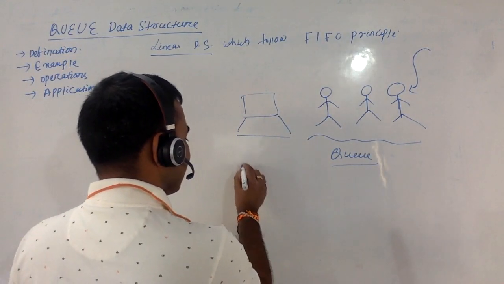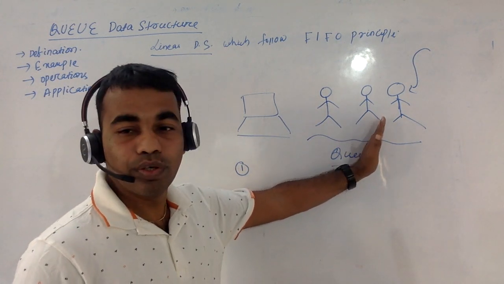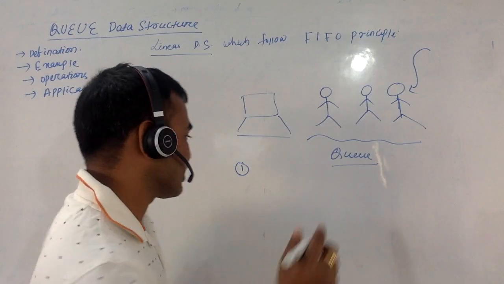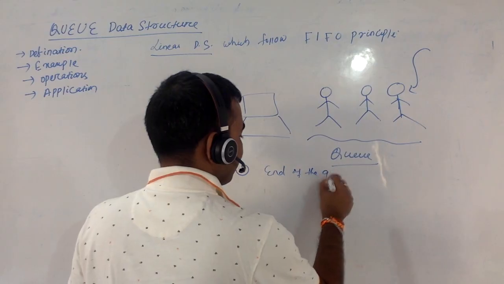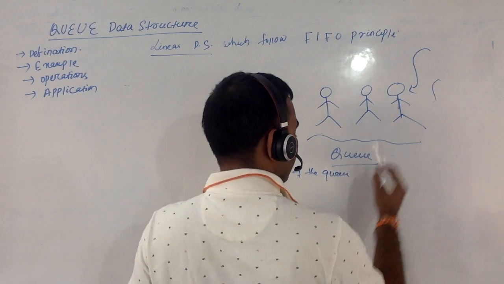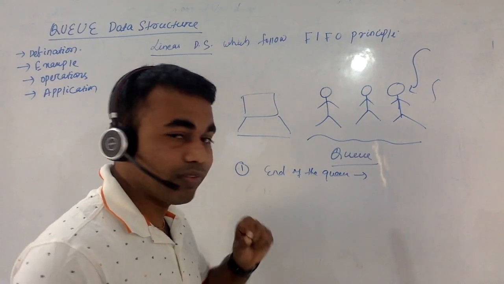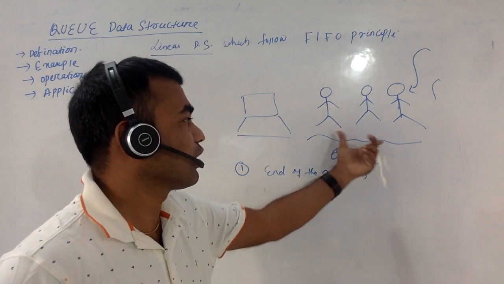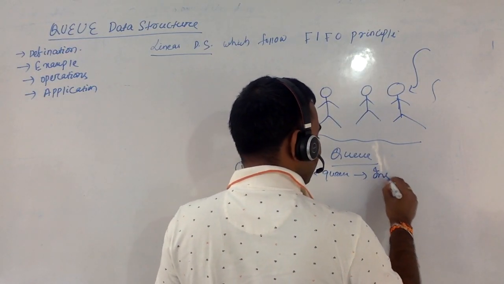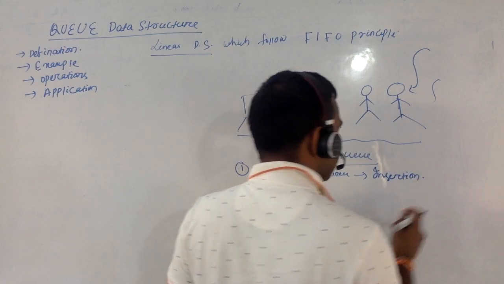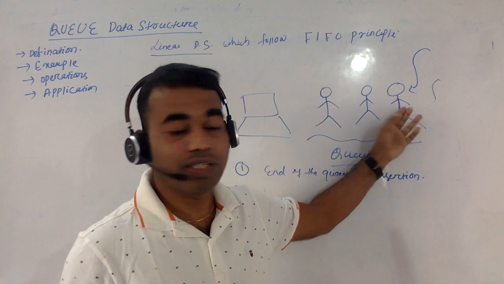Okay, so first, whenever a person comes to this queue, where are they going to stand? This is very important: at the end of the queue. That means whenever a new person comes, or in computer science terms, if data is being inserted, then if at any point an insertion happens, it will happen at the end of the queue, right?